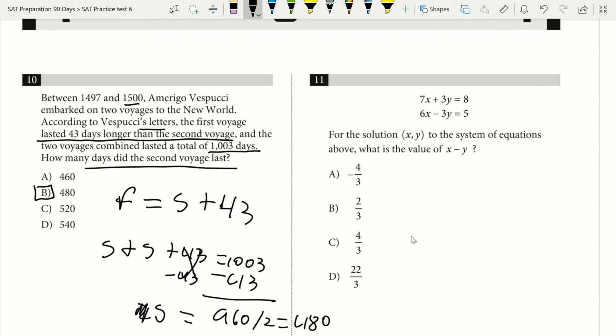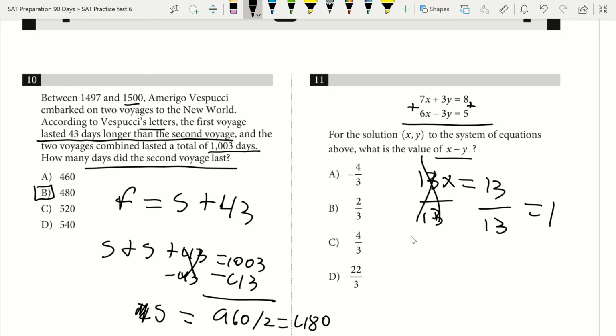All right, question number 11. For the solution (x, y) to the system of equations above, what's the value of x minus y? Well, we're going to go ahead and solve for x here. What I see immediately is I can go ahead and add these to get rid of my y, because 3y plus negative 3y gives me 0y. I have 7x plus 6x, that's 13x. That's going to be 8 plus 5, that's 13 as well. So therefore I know that x is going to equal 1. Dividing each side by 13, we see that x equals 1.